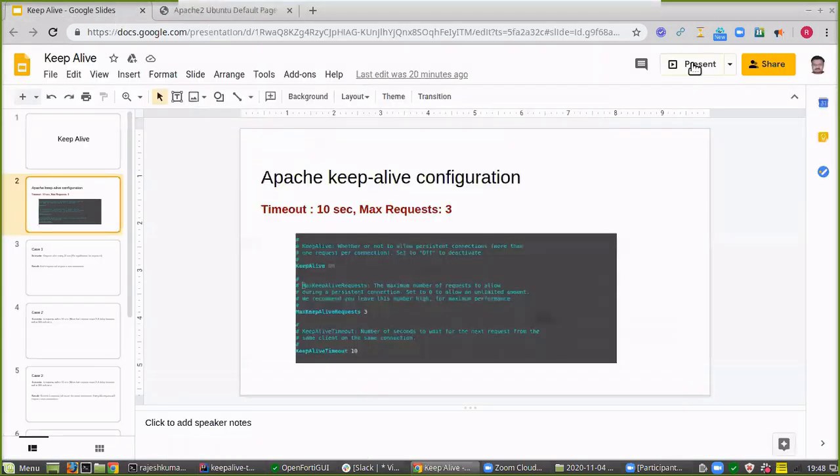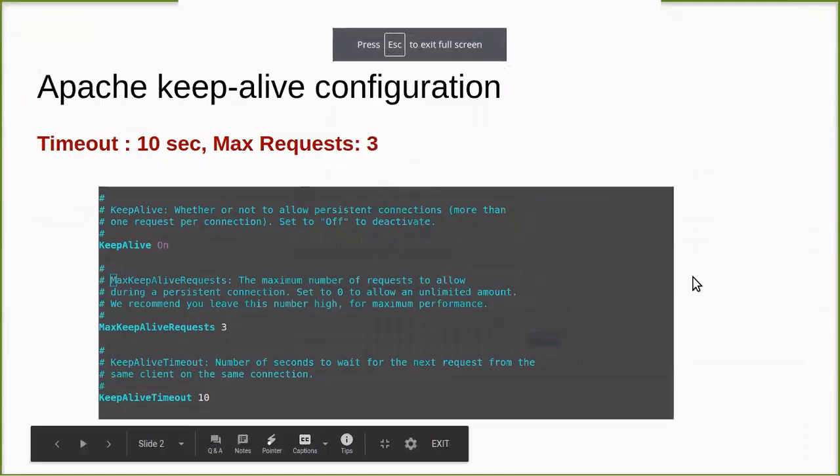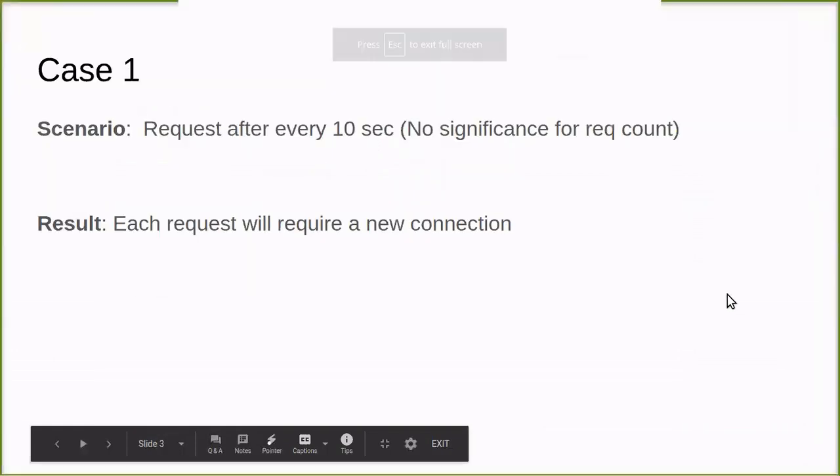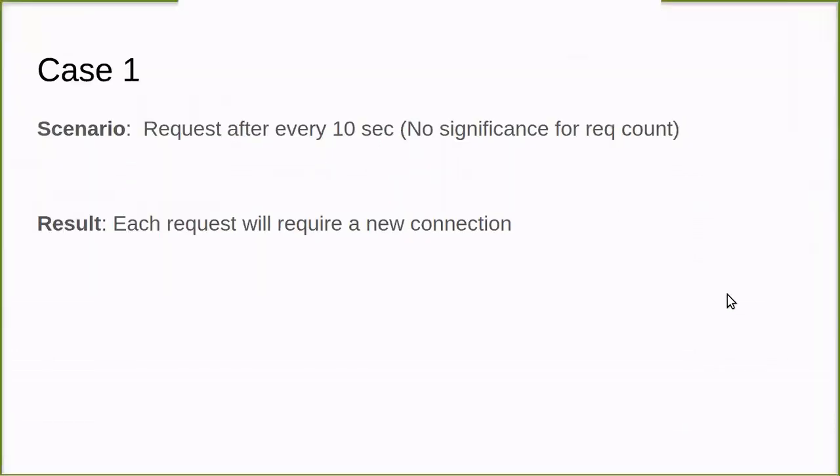Okay, so now in order to test the scenarios, we have actually created 3 cases. Scenario number 1: request after every 10 seconds. After every timeout has occurred, we will make one request. So there is no significance for the max request count here. The result is obvious: each request will require a new connection. So I don't think we would need a run of that case.